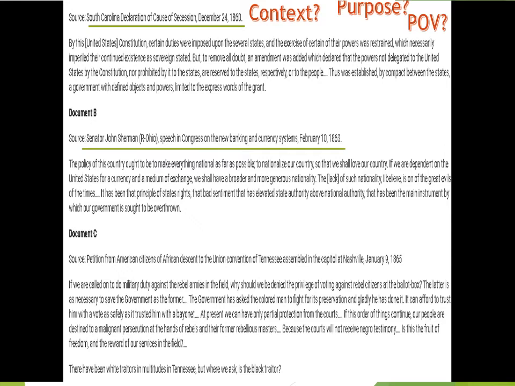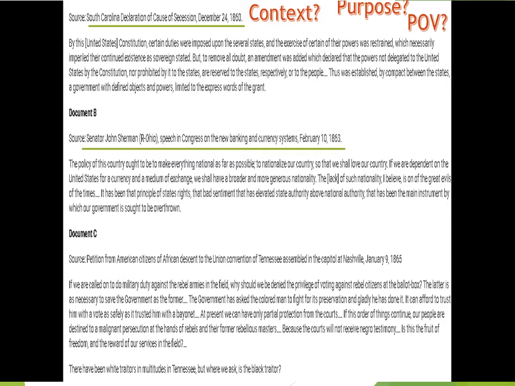And then on your own, what's the context, what's the purpose, what's the point of view. The moral of the story is, okay, what you really need to do with this essay is you need to, one, obviously write it. Two, have a thesis. Three, use five documents and analyze them. When I say analyze, we talked about breaking them down.